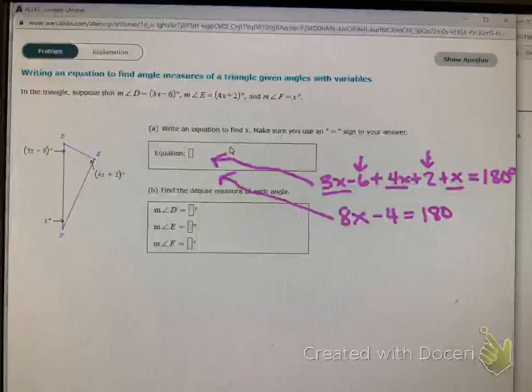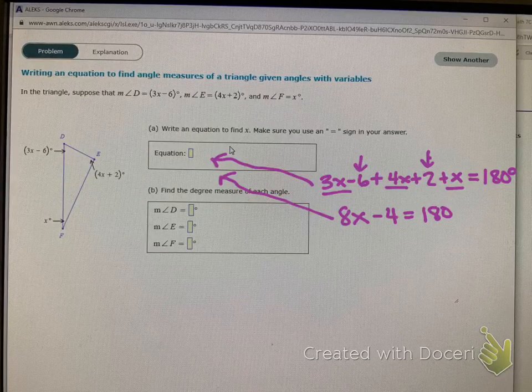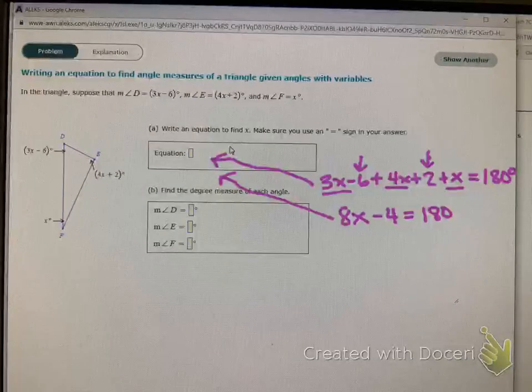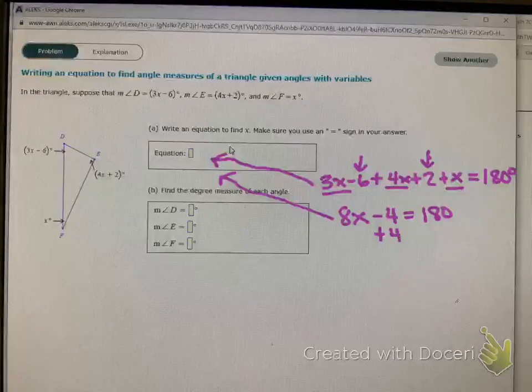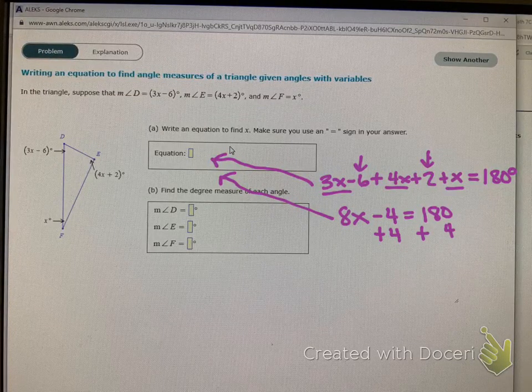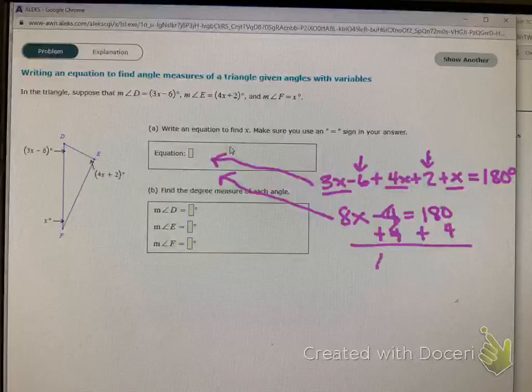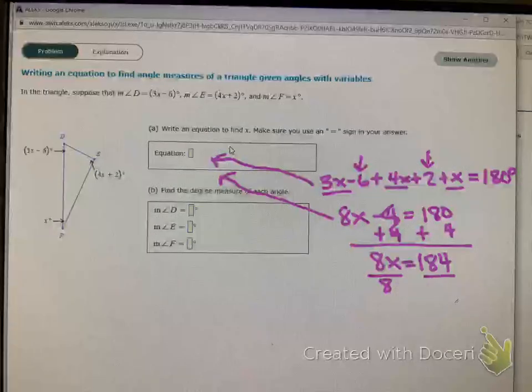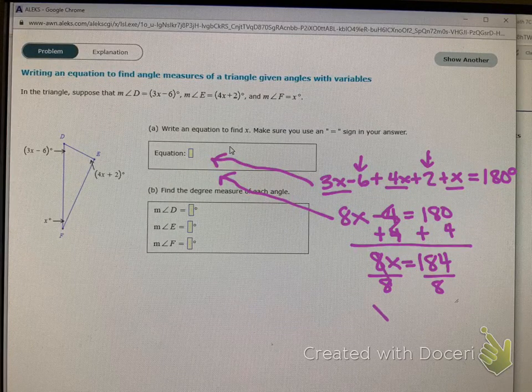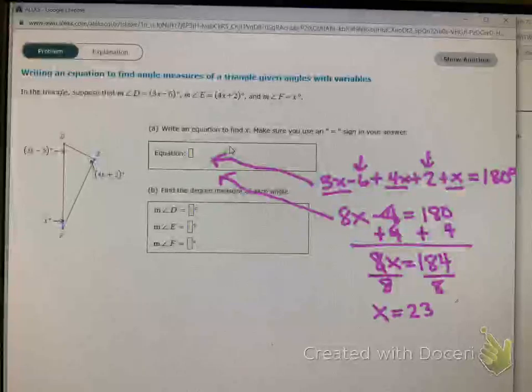Now in part B, first we're going to solve for x, and then we're going to figure out what each of the angles are. So step 1, solve for x. I have 8 x's and I have a minus 4. I need to add 4. Now the 4 is gone, and so my 8x is equal to 184. Now I divide by 8. So x is going to equal, and I believe that comes out to be 23.